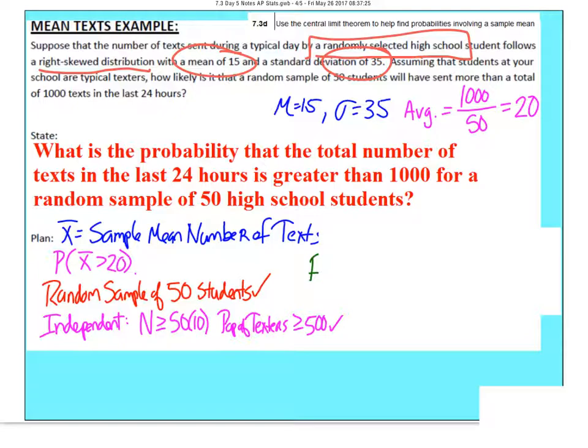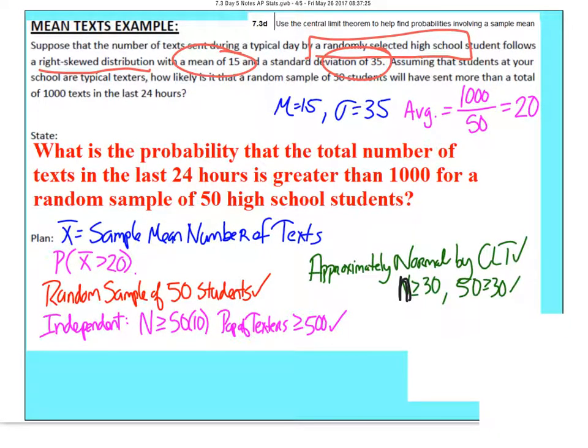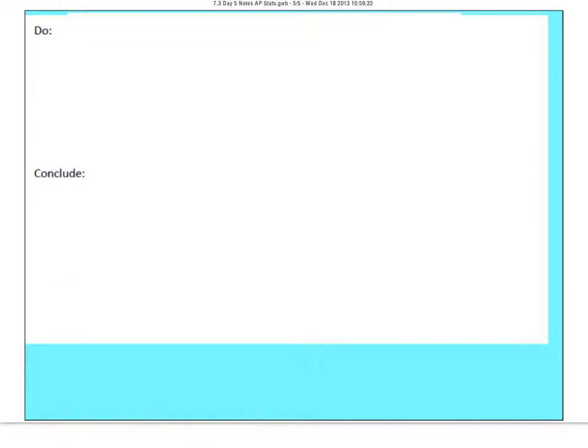Now, the normalcy, what I can say here is this. It's approximately normal by the central limit theorem. So what I did is check that the sample size is greater than or equal to 30. Yeah, 50 is greater than or equal to 30. Now, I will tell you, you don't necessarily have to actually say by the central limit theorem, but you have to show that you're checking this condition right here for the calculation. And again, be careful. Don't say it's normal. It's approximately normal.